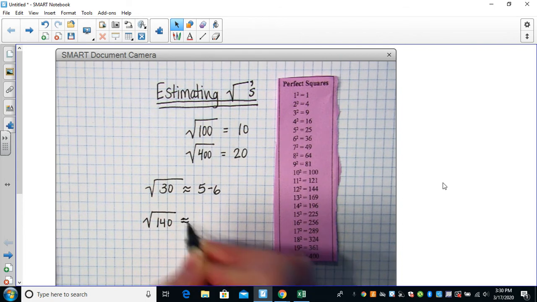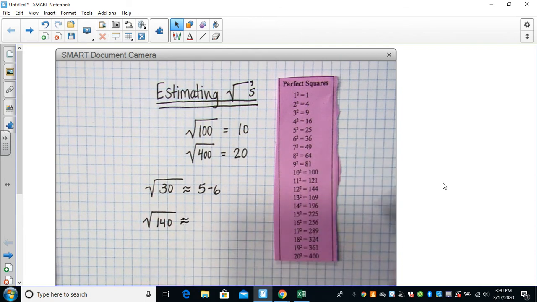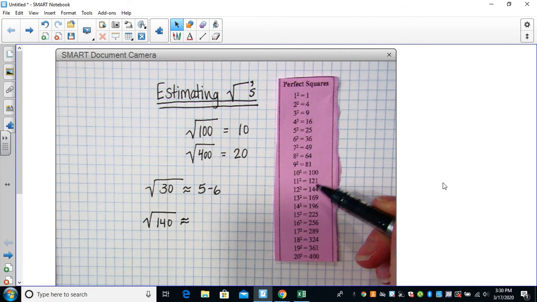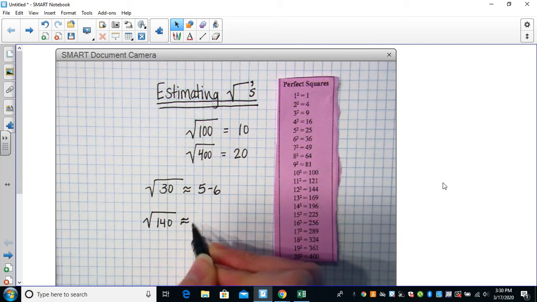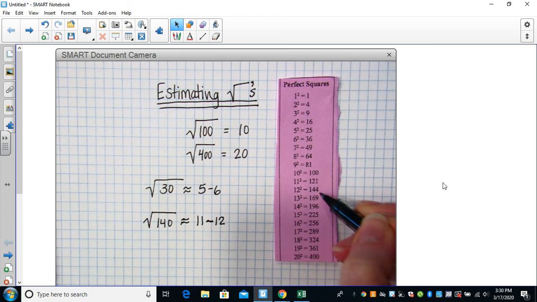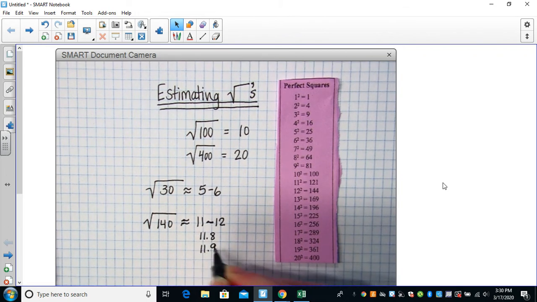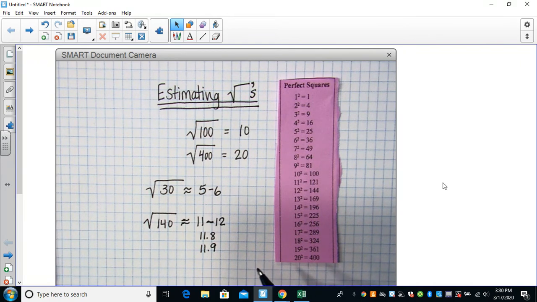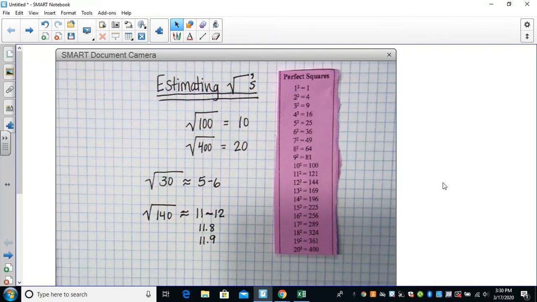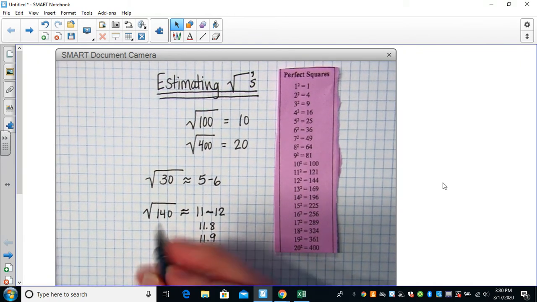Another good example is something like the square root of 140. Again, 140 is not a perfect square, but if we went over here and found out where 140 would be located, it would be somewhere between 11 and 12. Now, which one is it closer to? It's closer to 12, so if I had to estimate it, I would probably say it's like an 11.8 or an 11.9. Now, I could actually multiply those out to find out exactly which one it's closest to.